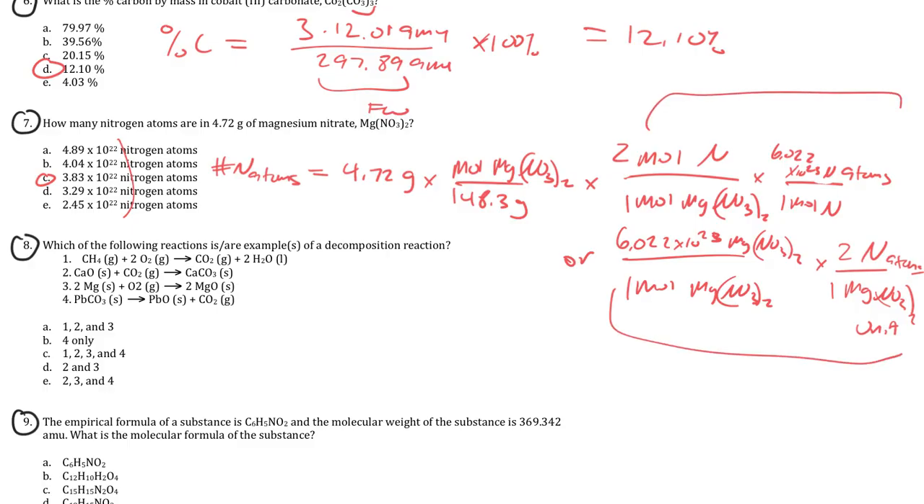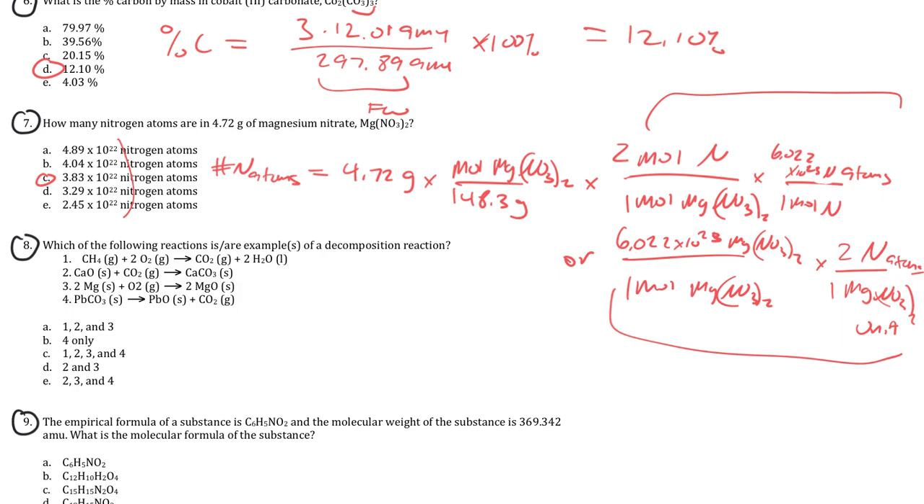So either direction makes sense, and we can use either to calculate the moles of N in the sample first and then convert to atoms, or we can calculate the number of units of MgNO3 and then convert to number of atoms afterwards.